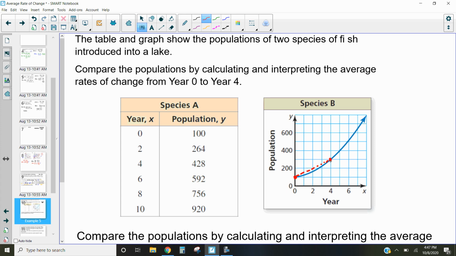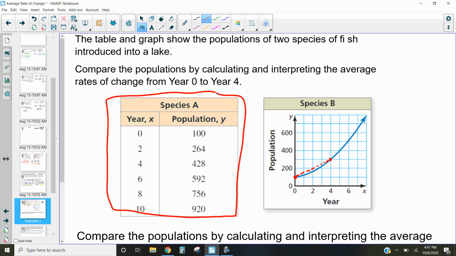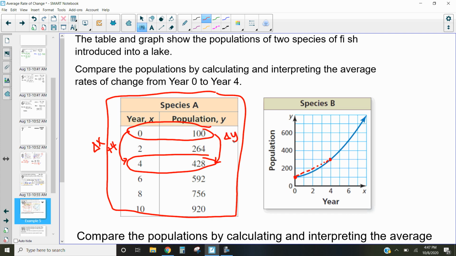And so we have a couple different ways we can do it here. We can use our graph if we want to, but it's not going to be as accurate. We also can use our data, and that's what we want to use here. So our data that's important here is this 0.0100 and 428. So our change in X here is going to be, it increased by 4. And then our change in Y is that it increased by 328.